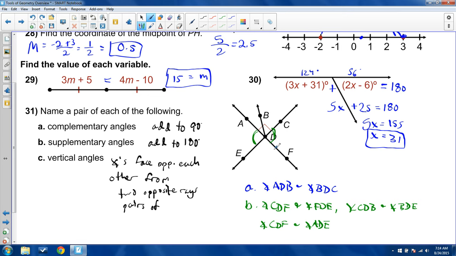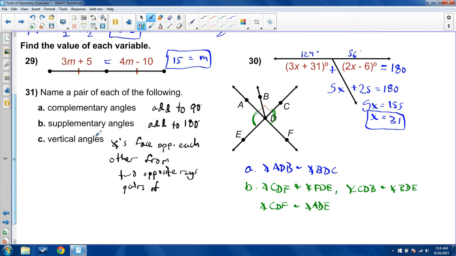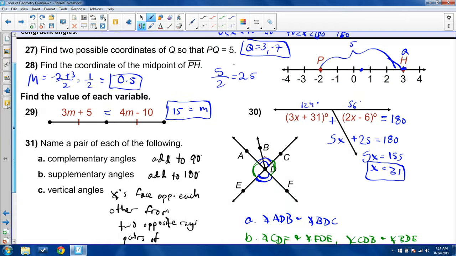Basically, straight lines that intersect form possible vertical angles, such as this one right here. This is also for C, CDF and ADE. And there's also this pair right here that go up and down. Now these are also 90 degrees. Remember, all vertical angles are congruent. They're not always 90 degrees, but this is angles EDF and ADC. Okay, there's your vertical angles.